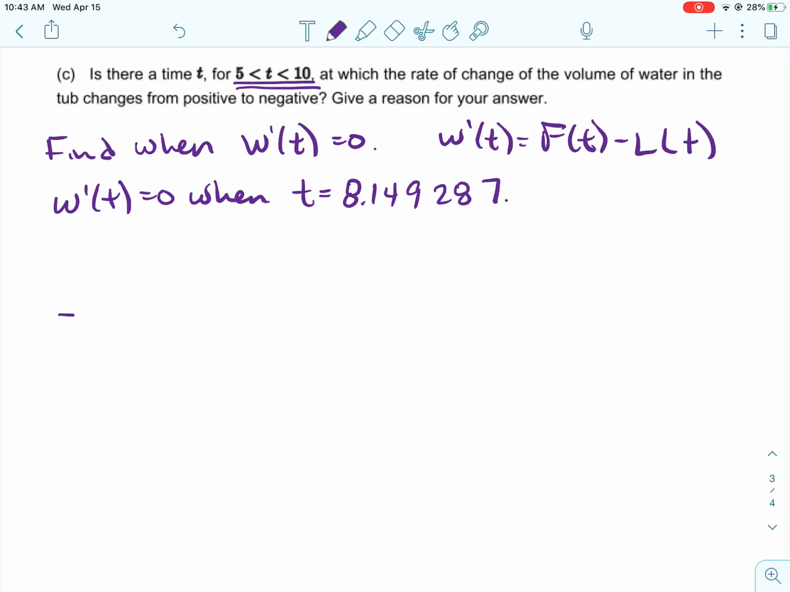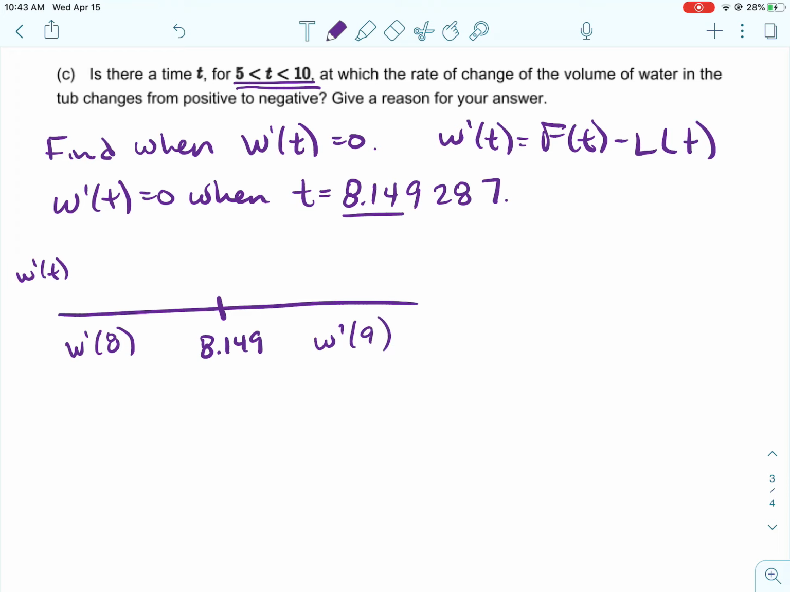And again, we need to go to a bunch of decimal places. Actually, we don't really. The only place we're going to use this is on the number line, so we don't have to go to that many, but it's fine. All right, so in the middle of this number line, I'm going to put this time. And then I'm going to test w prime of t. So I want to find w prime of 8 and w prime of 9.